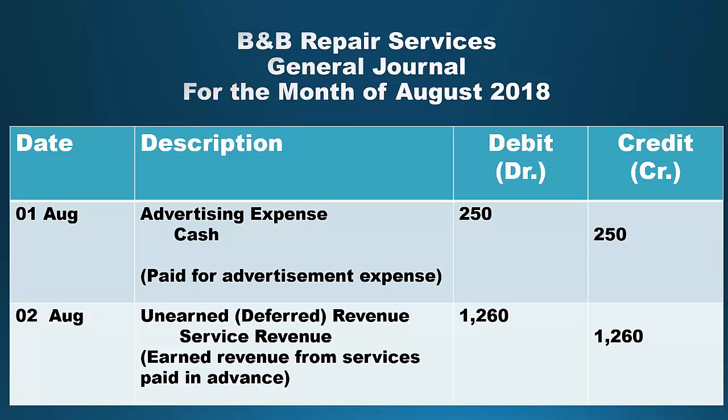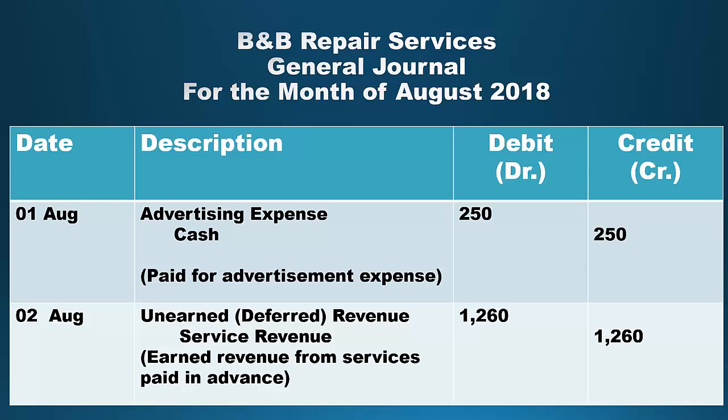August 2nd, recognizing revenue from unearned revenue. Step 1. What happened? The company performed $1,260 worth of repair services for customers who had already paid in July. This amount was initially recorded as unearned revenue because the service wasn't performed at that time.